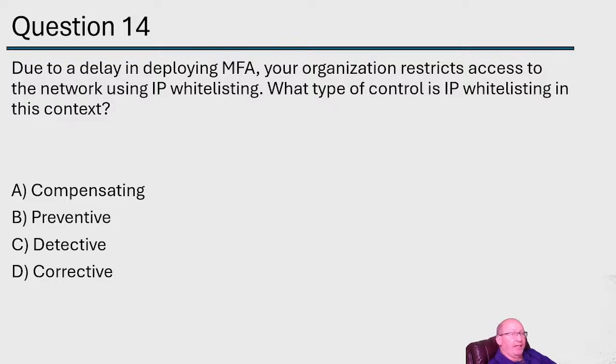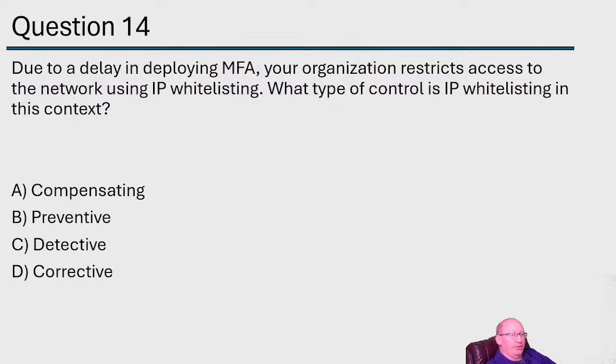Due to a delay in deploying multi-factor authentication, your organization restricts access to the network using IP whitelisting, or allow listing, I should say. What type of control is IP whitelisting in this context? What do you think? Is it a compensating, preventive, detective, or corrective control? I know, we're thinking about it. What do you think? I'll give you about 5 seconds left to answer this question as we go through.